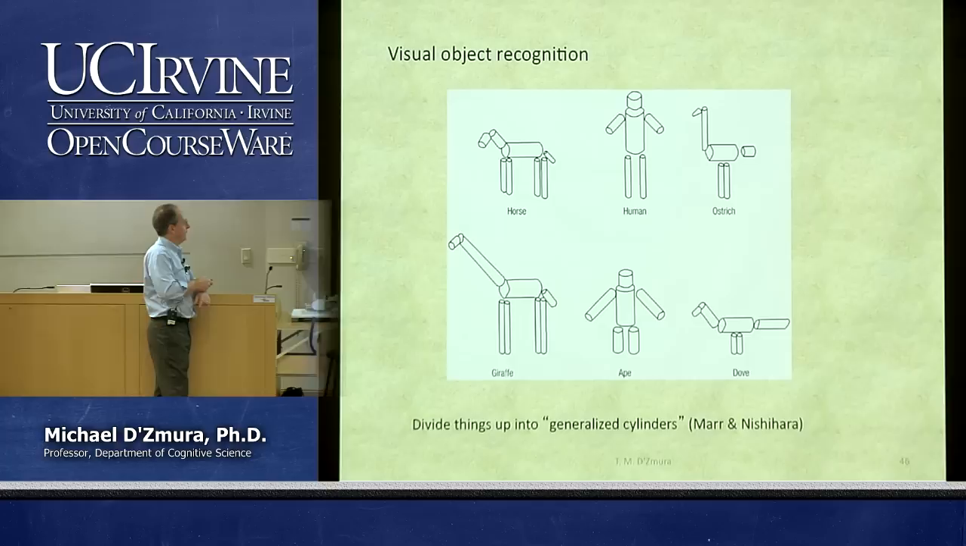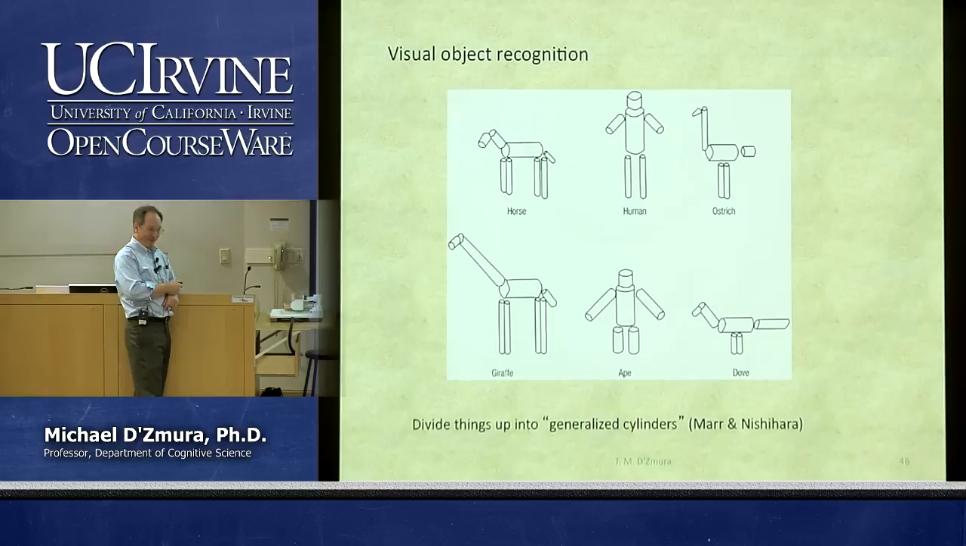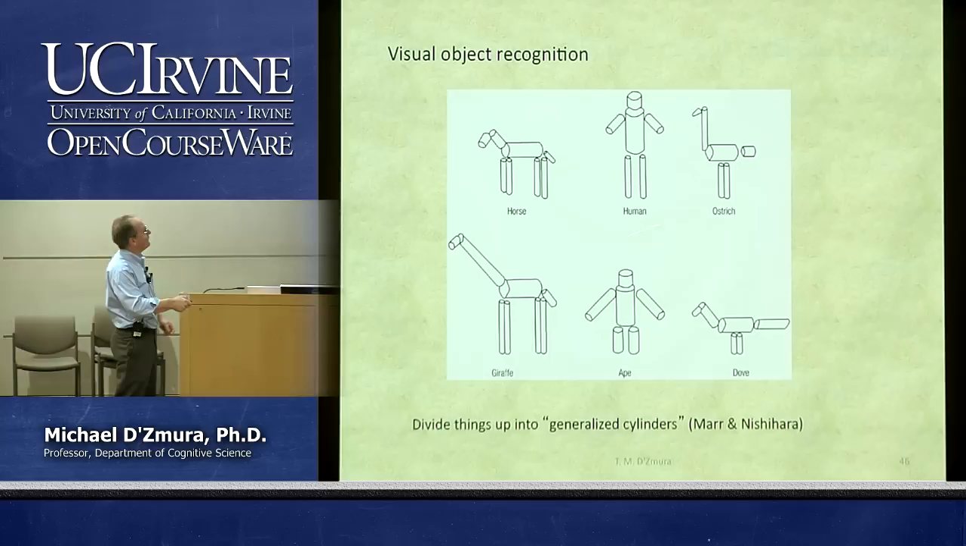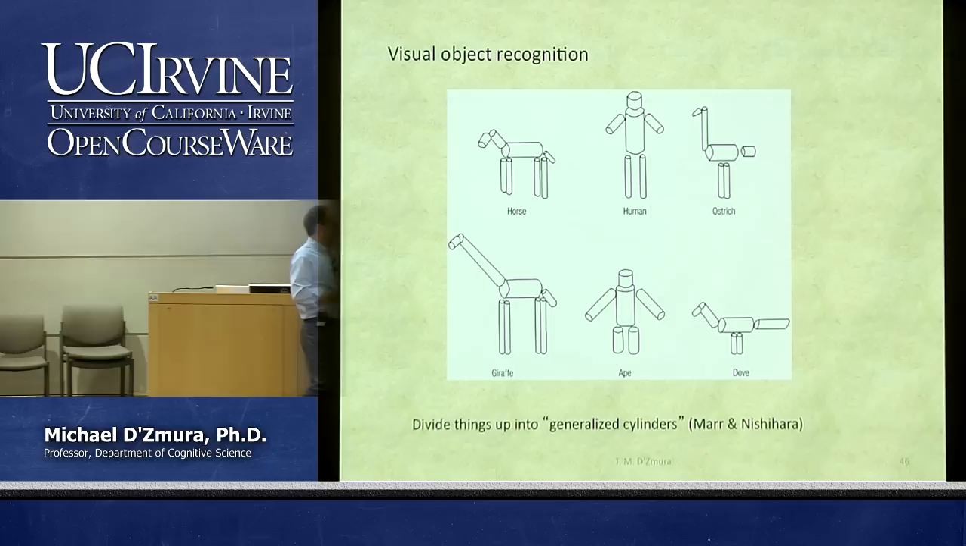And here you can see a giraffe that is made out of generalized cylinders. Here you can see a human that is made out of generalized cylinders. They didn't really have any ideas on how you could recognize these component cylinders or how you could put them together. It turns out that there is a, I'll hold off on that. Anyway, this is an early idea, generalized cylinders.